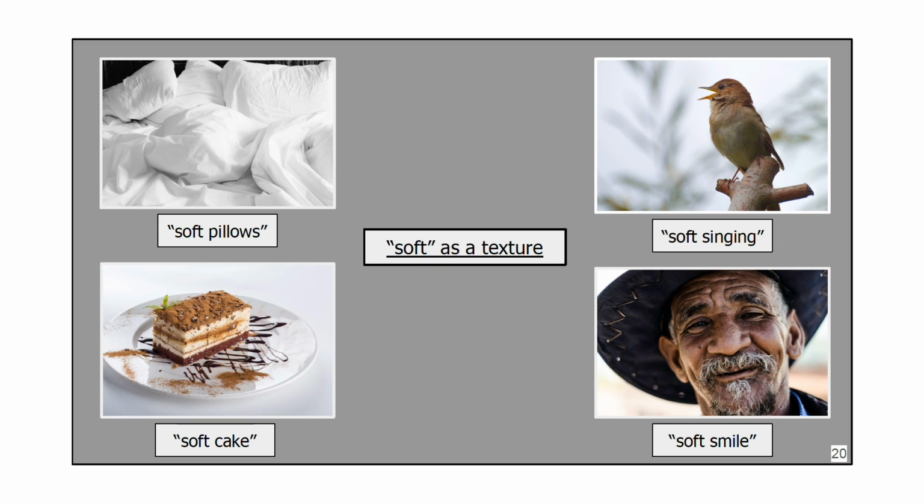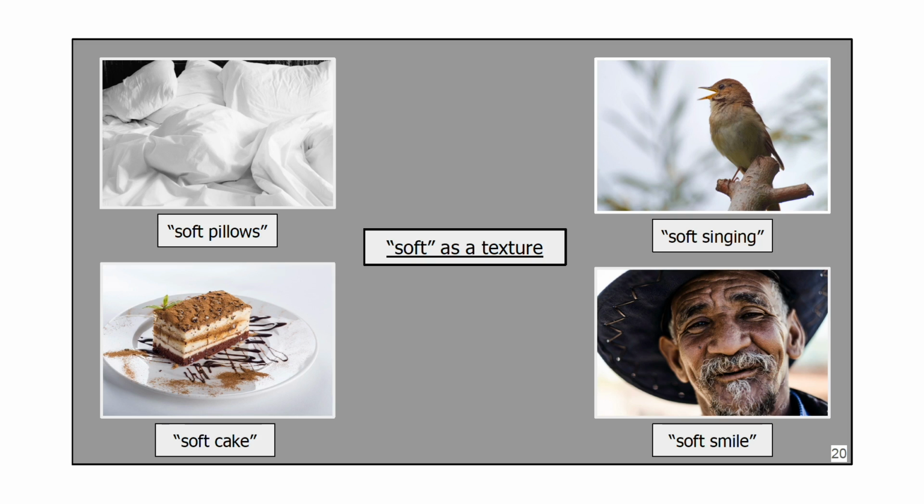We have now seen texture words applied in various ways. Here are a few examples of how the word soft can be applied as a texture expression. The word soft in soft pillows describes the literal tactile feeling of the pillows. The same use applies for the feeling of biting into a soft cake. Both suggest that the feeling against your body is comforting, easy, or gentle.